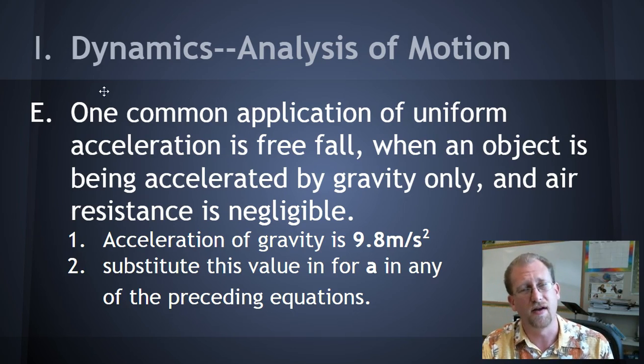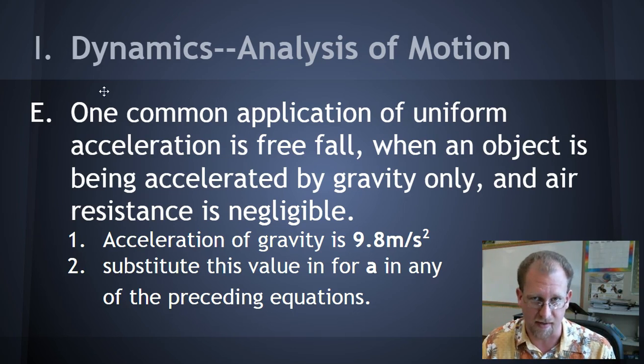Now, it does vary a little bit from one point on the Earth's surface to another, but generally, the accepted value for the acceleration of gravity is 9.8. Your book uses 9.81. That's fine. 9.8 or 9.81 meters per second squared. So every second that you're falling, you're going 9.8 meters per second faster than the last second.